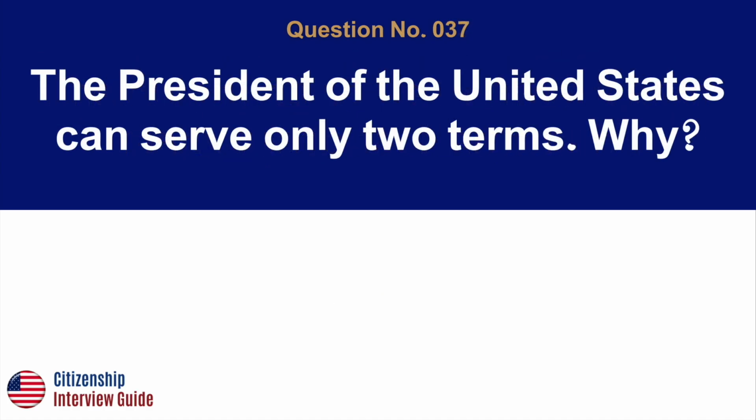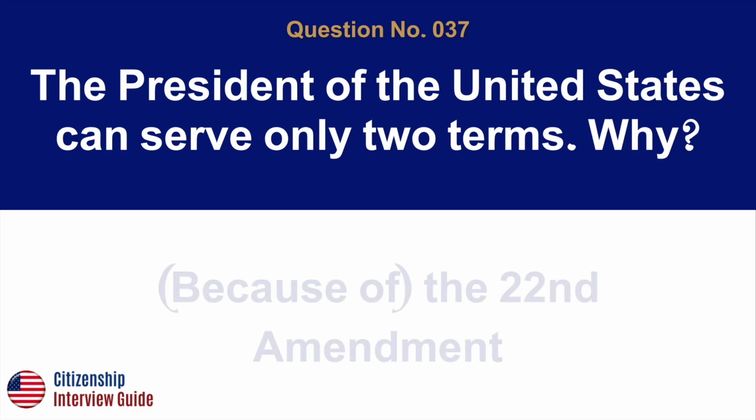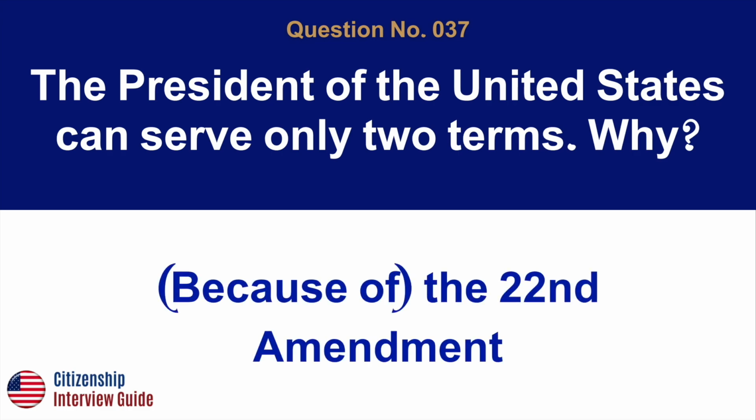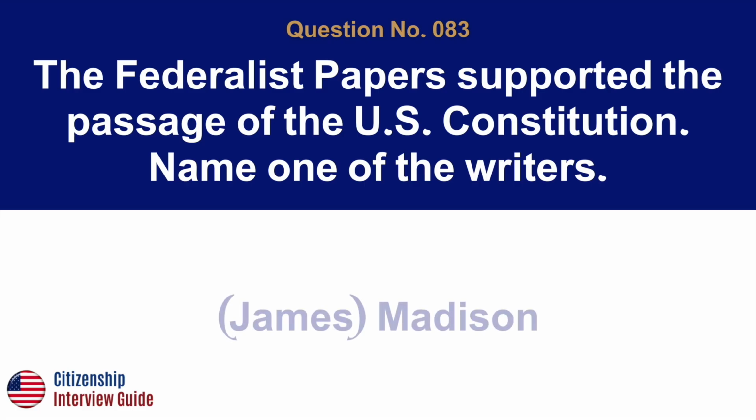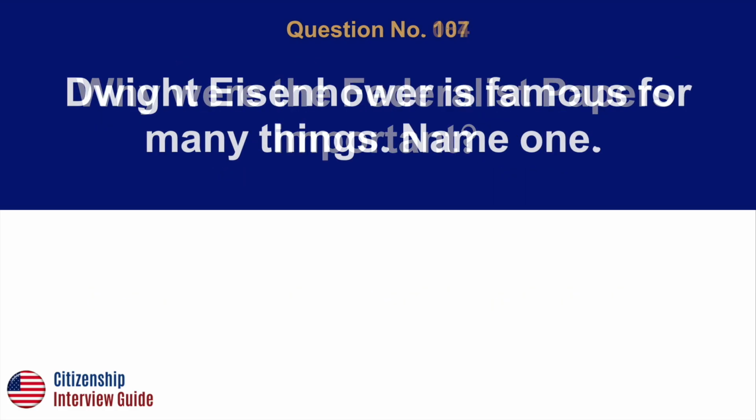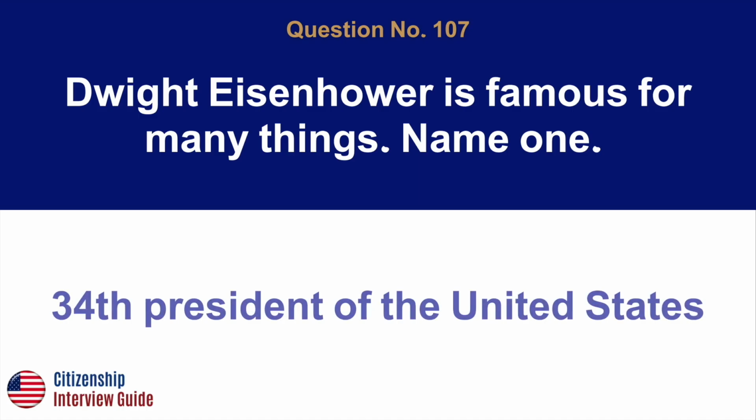The President of the United States can serve only 2 terms. Why? Because of the 22nd Amendment. The Federalist Papers supported the passage of the U.S. Constitution. Name 1 of the writers. James Madison. Dwight Eisenhower is famous for many things. Name 1. 34th President of the United States.